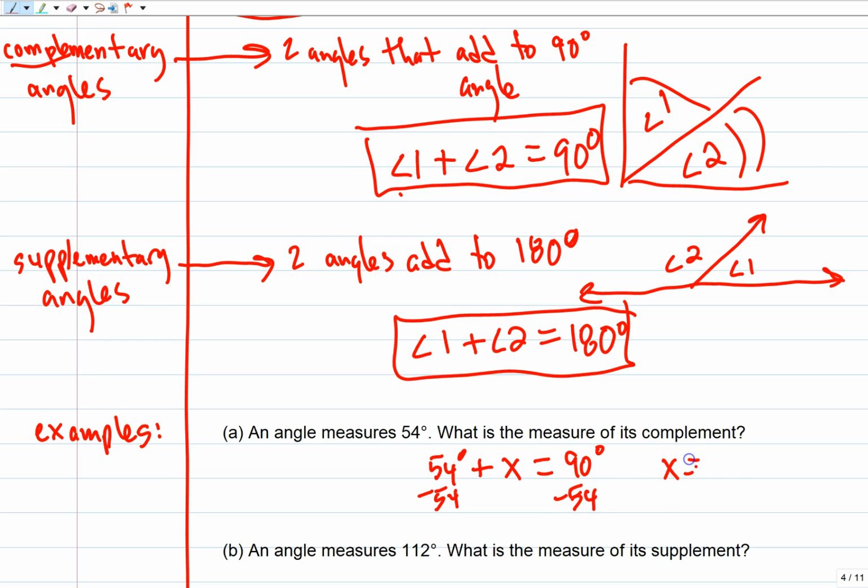And get that x is 36 degrees. These two angles complete each other. They add to 90 degrees.